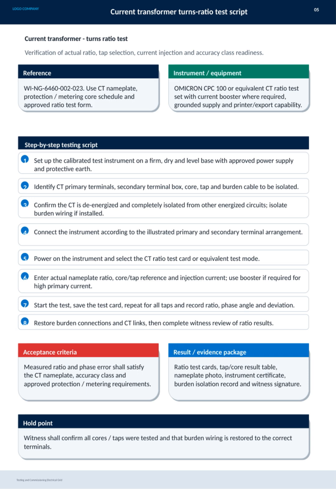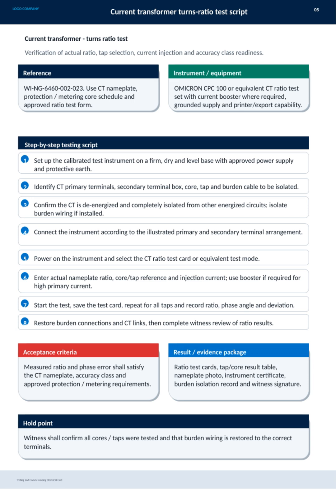The main goal here is the verification of the actual turns ratio, proper tap selection, current injection, and ensuring the accuracy class requirements are met. We reference WING 6460-002-023 and use information from the CT nameplate, as well as protection and metering core schedules, alongside an approved ratio test form. The instrument used is typically an Omicron CPC 100 or an equivalent CT ratio test set, which might include a current booster when needed, plus grounded power supply and printing or export capabilities.